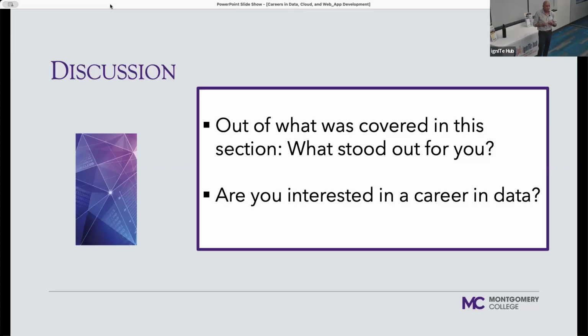What that does is allows you to start creating a network with people that are in the position or in the area that you want to do. So that's a good way. Networking is definitely super important. That experience piece is important.